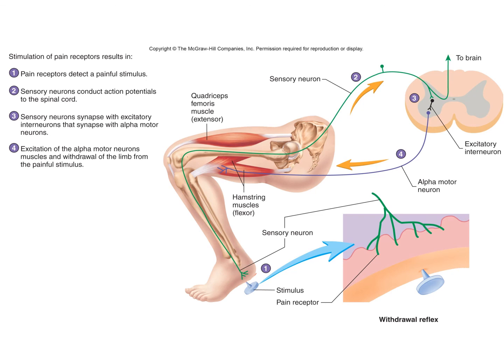Notice also there's a divergence point there where the impulse would travel up an ascending tract to your brain to make you conscious of this. But hopefully by the time your brain receives that, you have already pulled your body part away from the offensive stimulus.